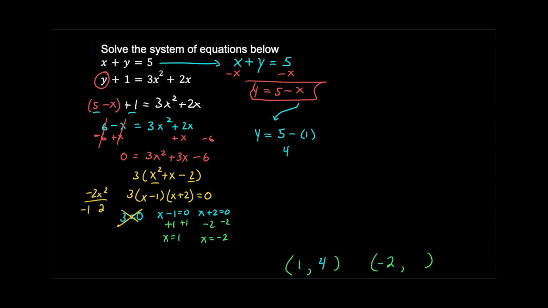Then I'll go back up and plug in my second x value, which is negative 2. So we have y equals 5 minus negative 2. The double negative will make a plus 2. So 5 plus 2 is 7. So the y value with the negative 2 is 7.